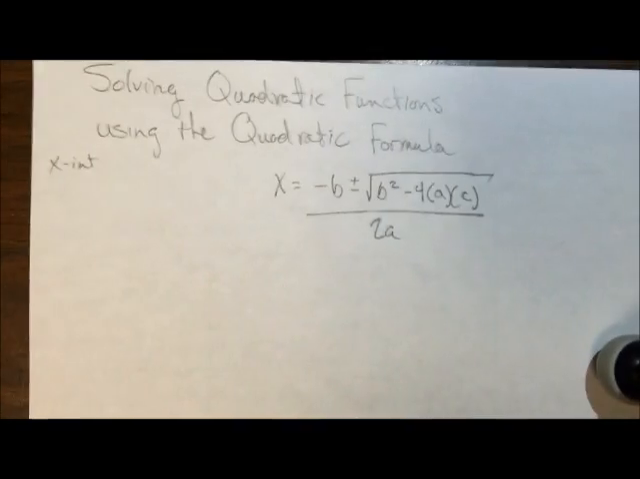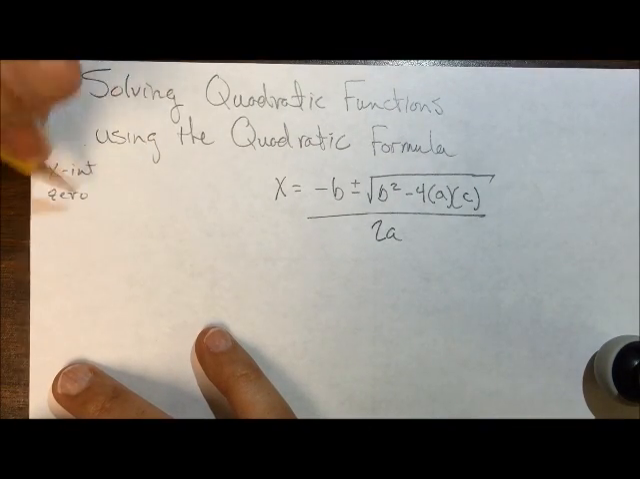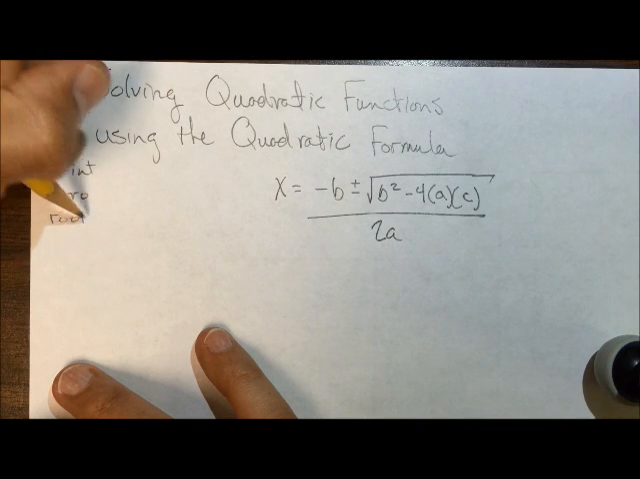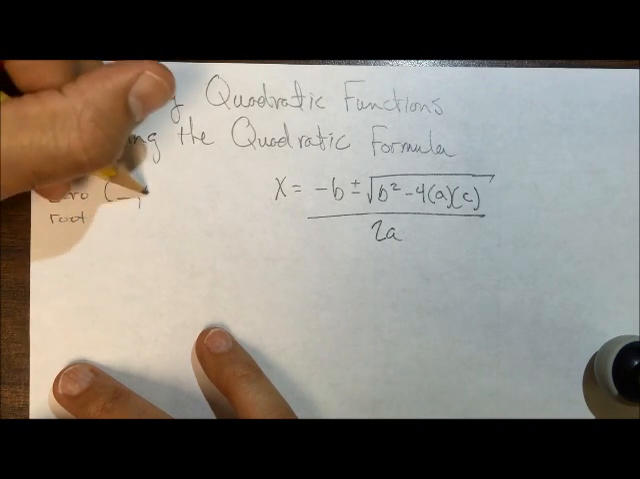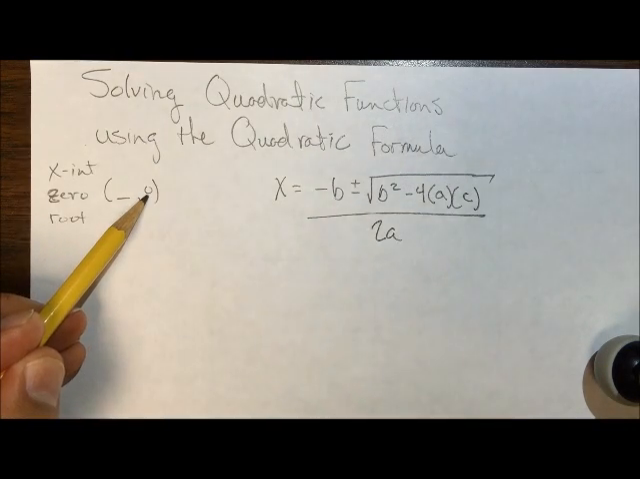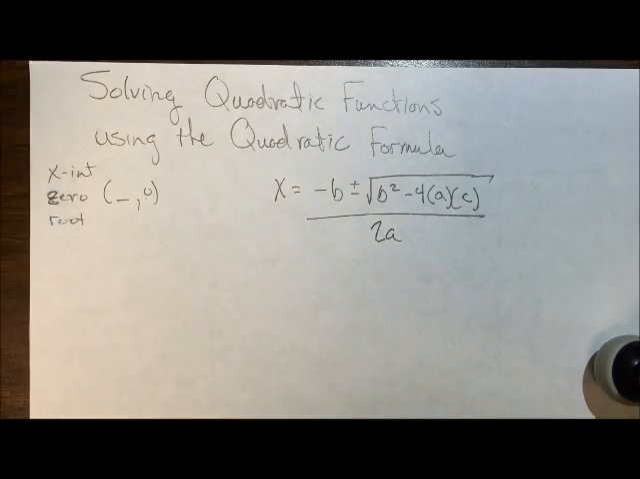I'm sorry, let me move this over. We're looking for the x-intercept, which is the exact same thing as a 0, which is the exact same thing as a root. So we're looking for the x-intercept, the 0, the root. We're looking for something with a y-coordinate of 0, and we're looking for the value of the x-coordinate. So we're looking for x equals what number?